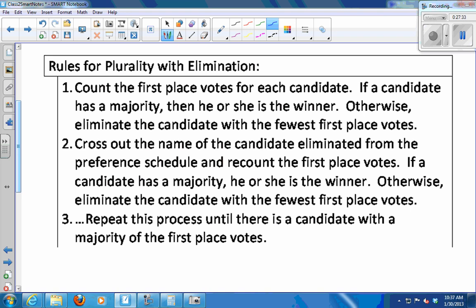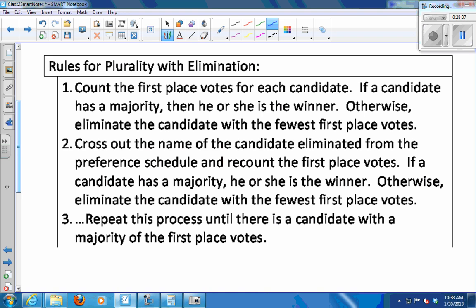And then in step 2, you cross out the name of that eliminated candidate from the preference schedule, take them out of the preference schedule, recount the first place votes, and if a candidate has a majority, then they're the winner and we're done. Otherwise, eliminate the candidate with the fewest first place votes. And you continue to do that until someone gets a majority. So you're getting rid of the first place, like second place will become first? Yep, everybody else moves up when you eliminate someone.